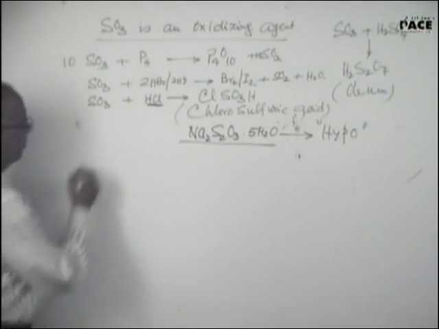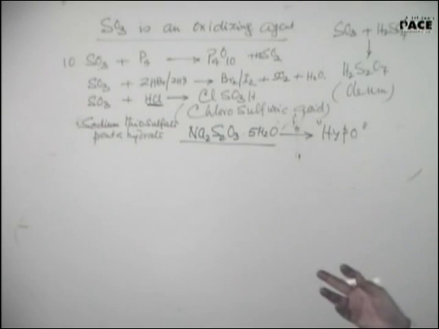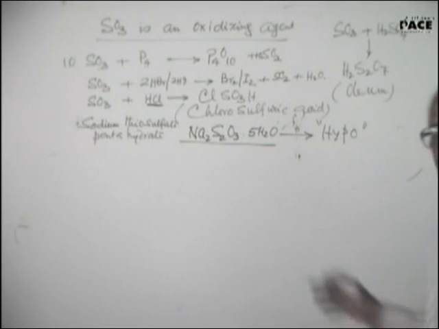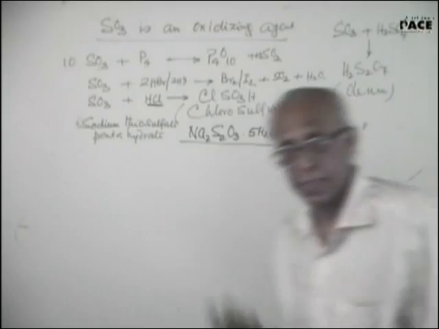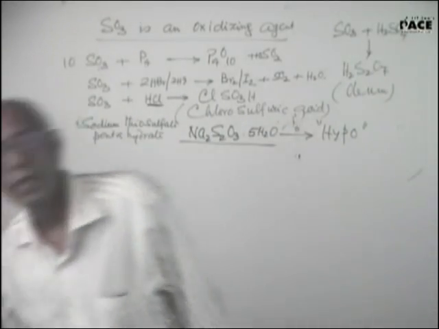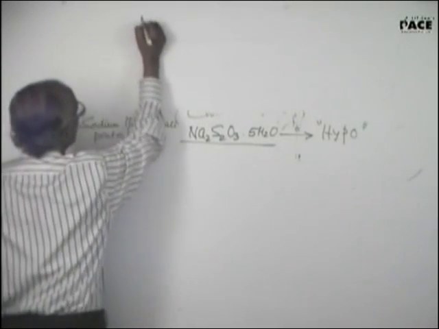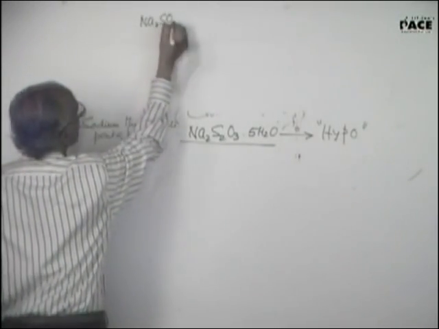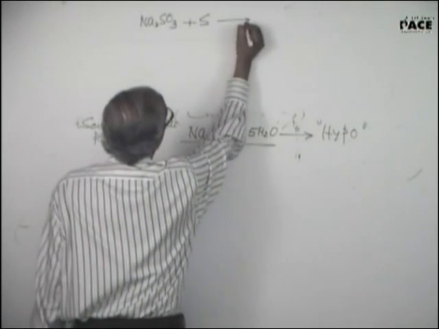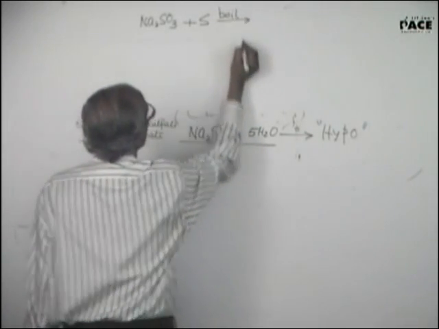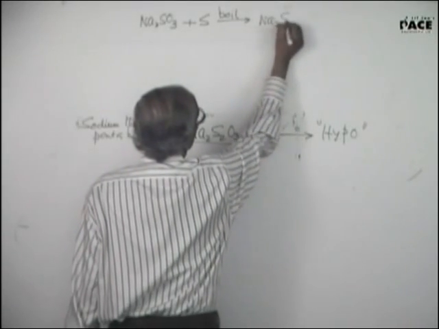Sodium thiosulfate. Can you read it? Yes. Sodium thiosulfate pentahydrate is known as hypo. It's a very important compound. It is used in photography. Sodium thiosulfate can be prepared from sodium sulfide plus sulfur. When you boil, you get sodium thiosulfate.